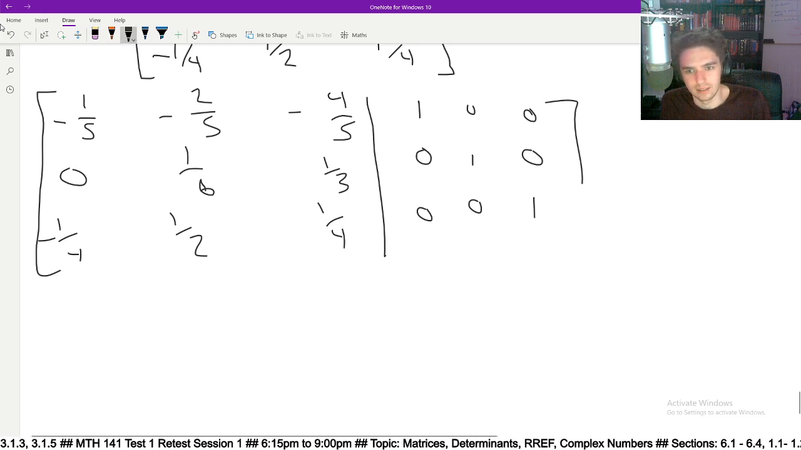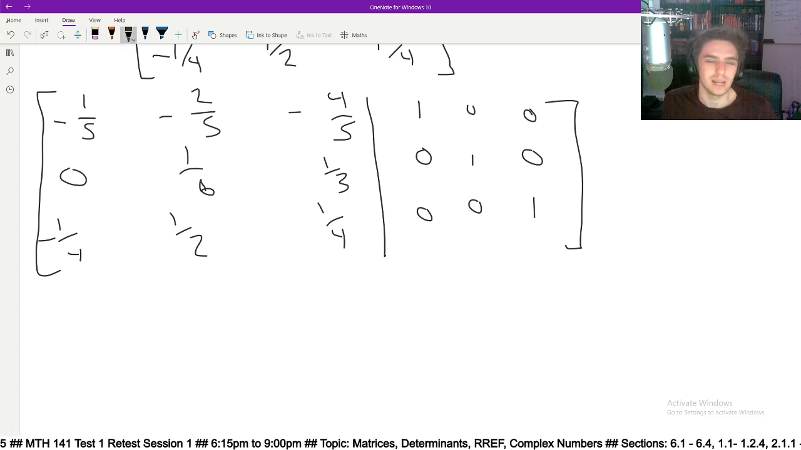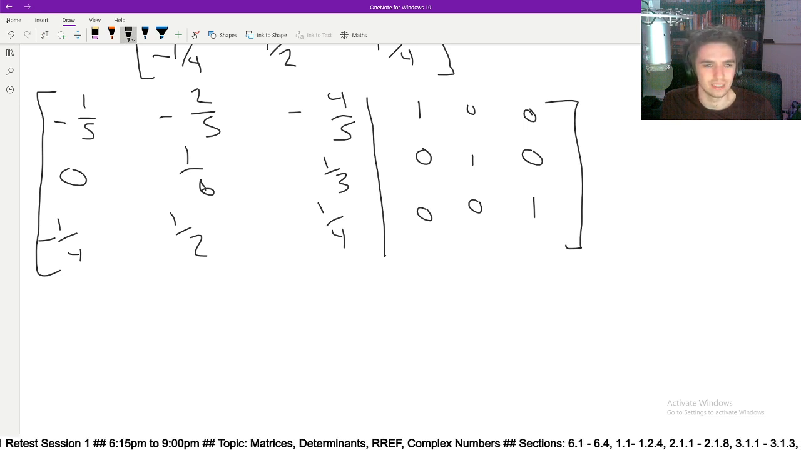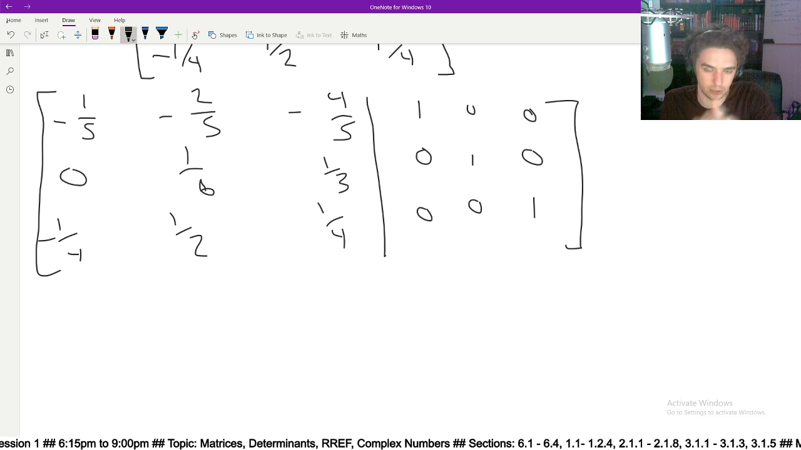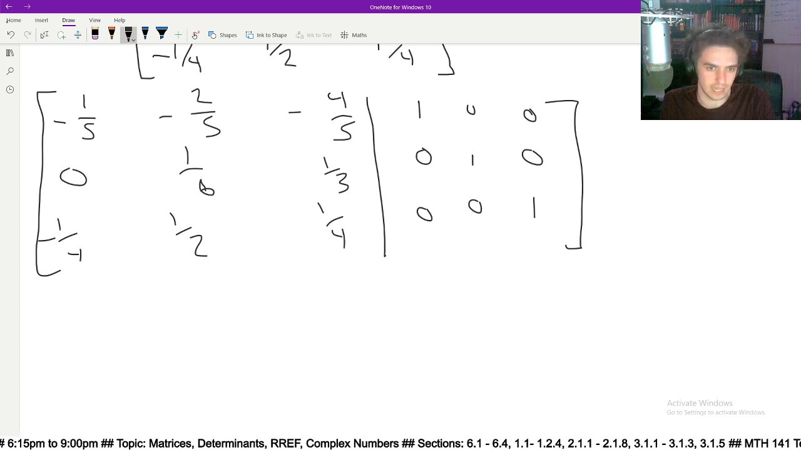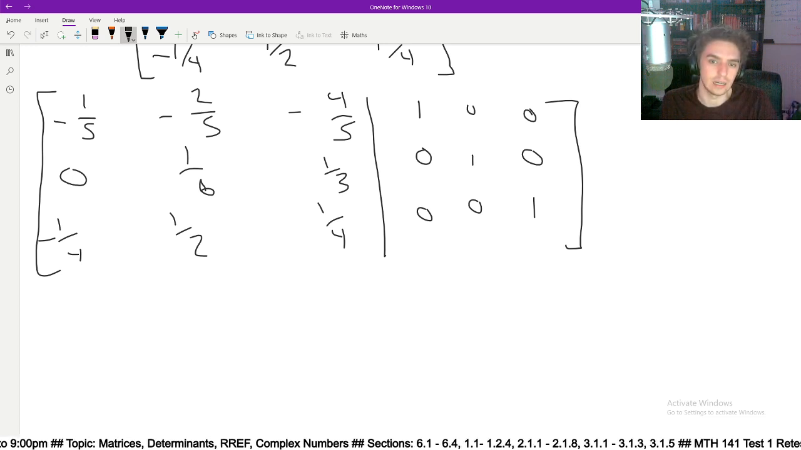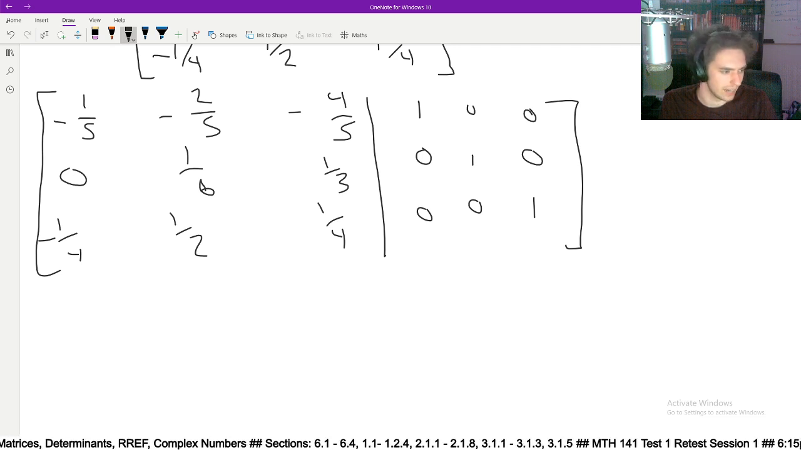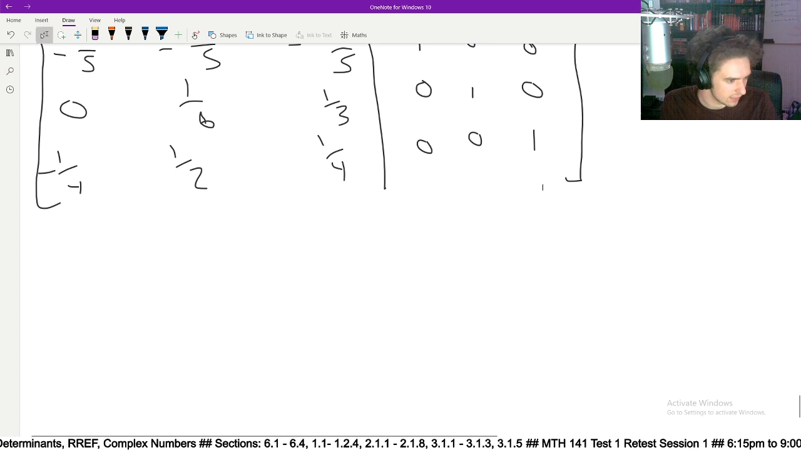Bad bracket. Okay. Writing big matrices, my handwriting just goes terribly. So you augment it with the identity matrix of the same size. And so then we are going to put this into RREF, not just REF.